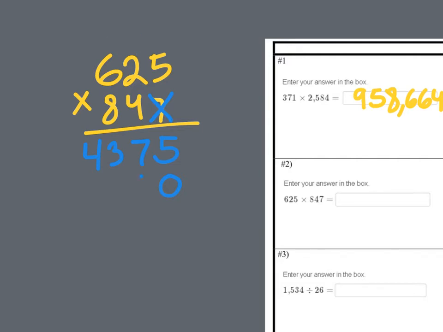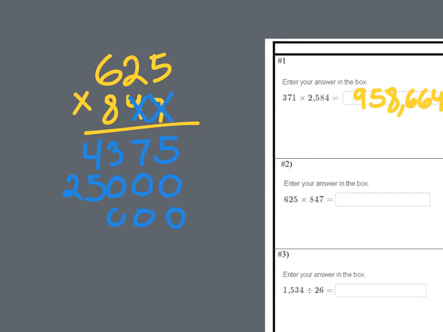4 times 5 is 20. Carry the 2. 4 times 2 is 8. Add 2 makes 10. Carry the 1. 4 times 6 is 24. Add 1 makes 25. Let's go and erase the numbers up top. Let's go ahead and cross out the 4. Place 2 zeros because we're in the hundreds place.